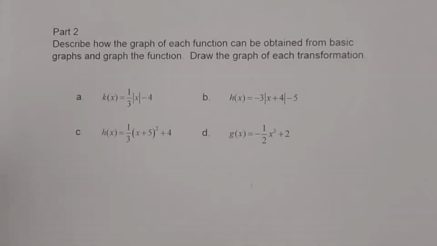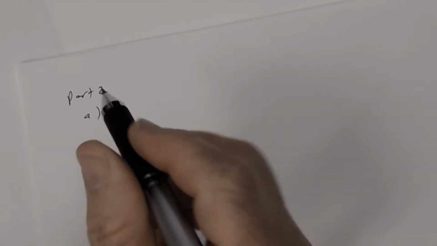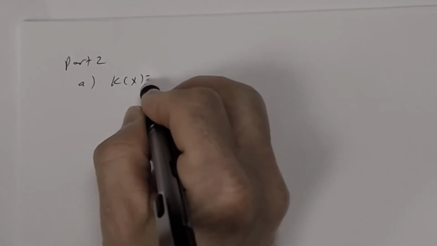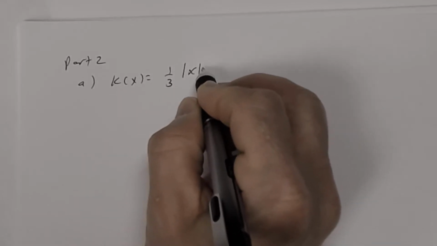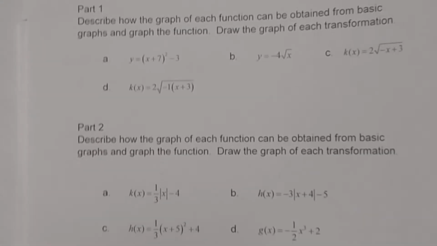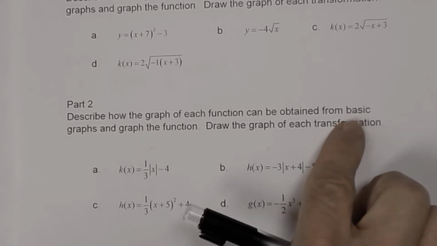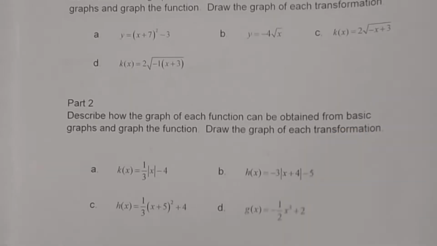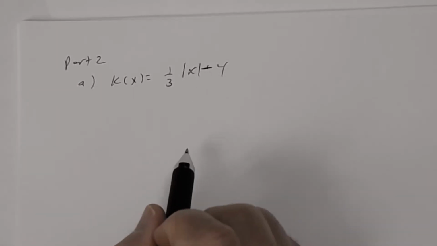All right, so let's look at number one, and this is part two. In letter A, you have k of x is equal to 1/3 absolute value of x minus 4. So remember, the first thing you've got to do is find out what your basic function is. Now remember, the other word for basic function or basic graph is your parent function. So your parent function here is that absolute value function.